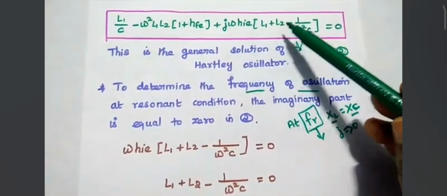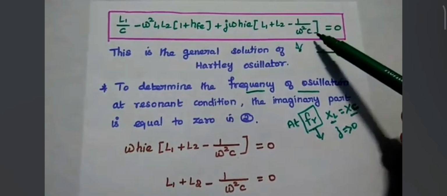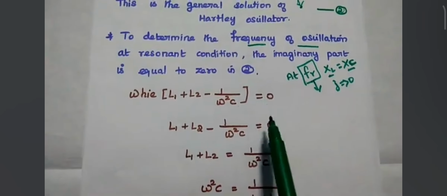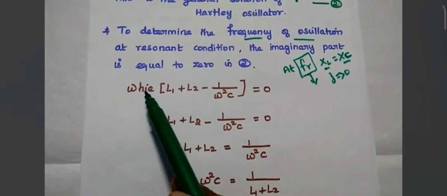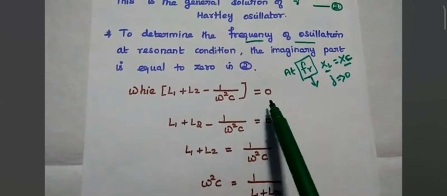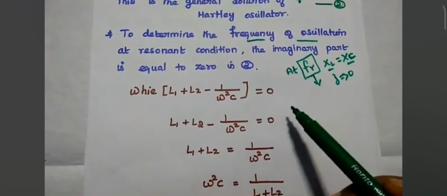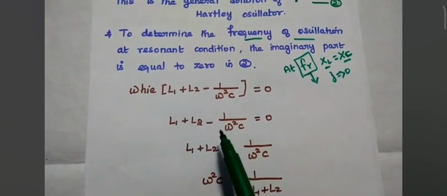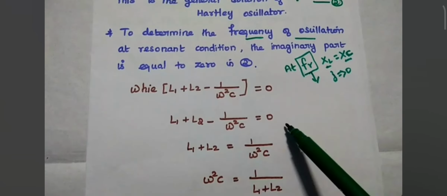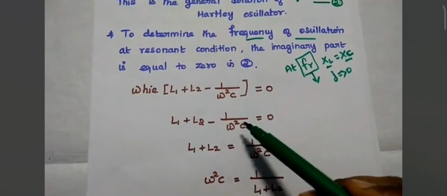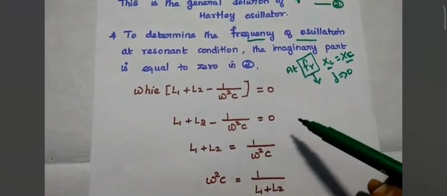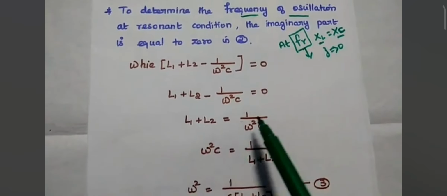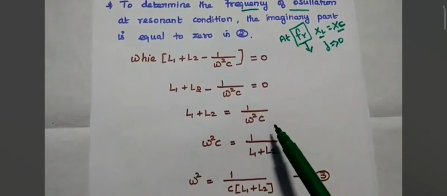Omega into (L1 plus L2) minus 1 by omega squared C. We can take that value and make it equal to 0. Then we have to move this omega to this side as a denominator. 0 divided by anything becomes 0. Correct? Then we have L1 plus L2 minus 1 by omega squared C is equal to 0. Then we move this 1 by omega squared C to this side as a plus. So we get L1 plus L2 is equal to 1 by omega squared C.